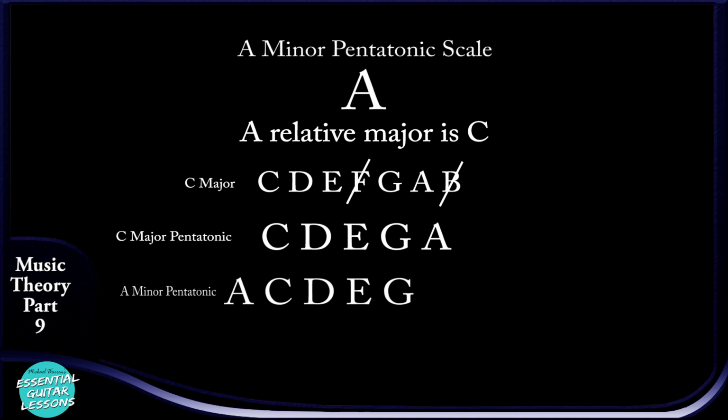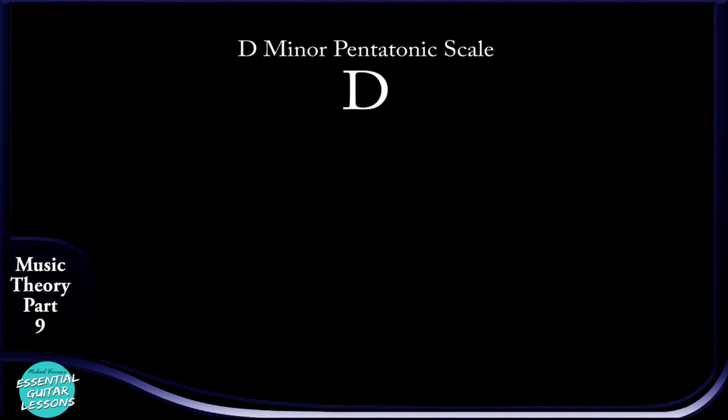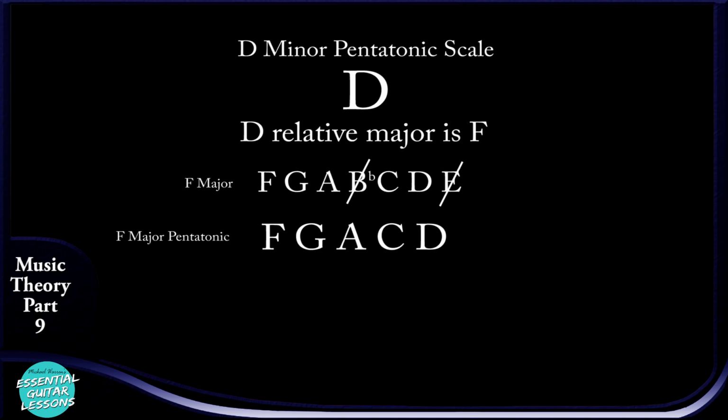So let's do another. If I want to know the notes to the D minor pentatonic scale, I find its relative major, which would be F major, and the notes are F, G, A, B flat, C, D and E. Make it a major pentatonic scale, so we get rid of the fourth note and the seventh note, and we have F, G, A, C and D. And then just start that from the D. So we have D, F, G, A and C. And that gives us our D minor pentatonic scale.